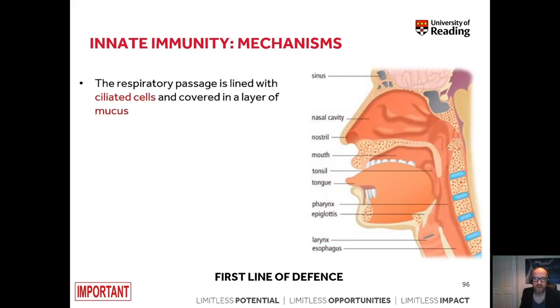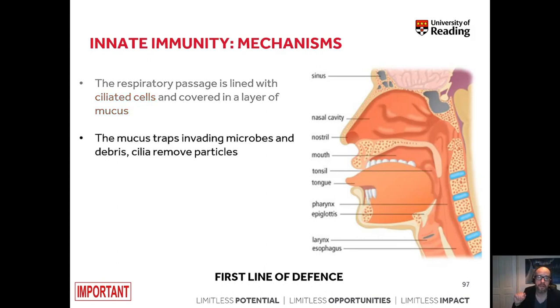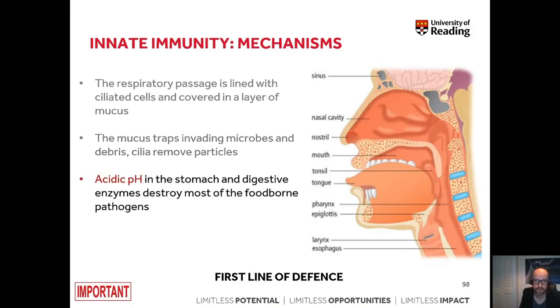In addition to the skin, the respiratory passage is lined with ciliated cells and covered in a layer of fairly thick mucus. The mucus traps invading microbes and cell debris, and cilia remove those particles. Within the stomach, the acidic pH destroys most of the foodborne pathogens. So this is another first line of defense mechanism, which is quite important.